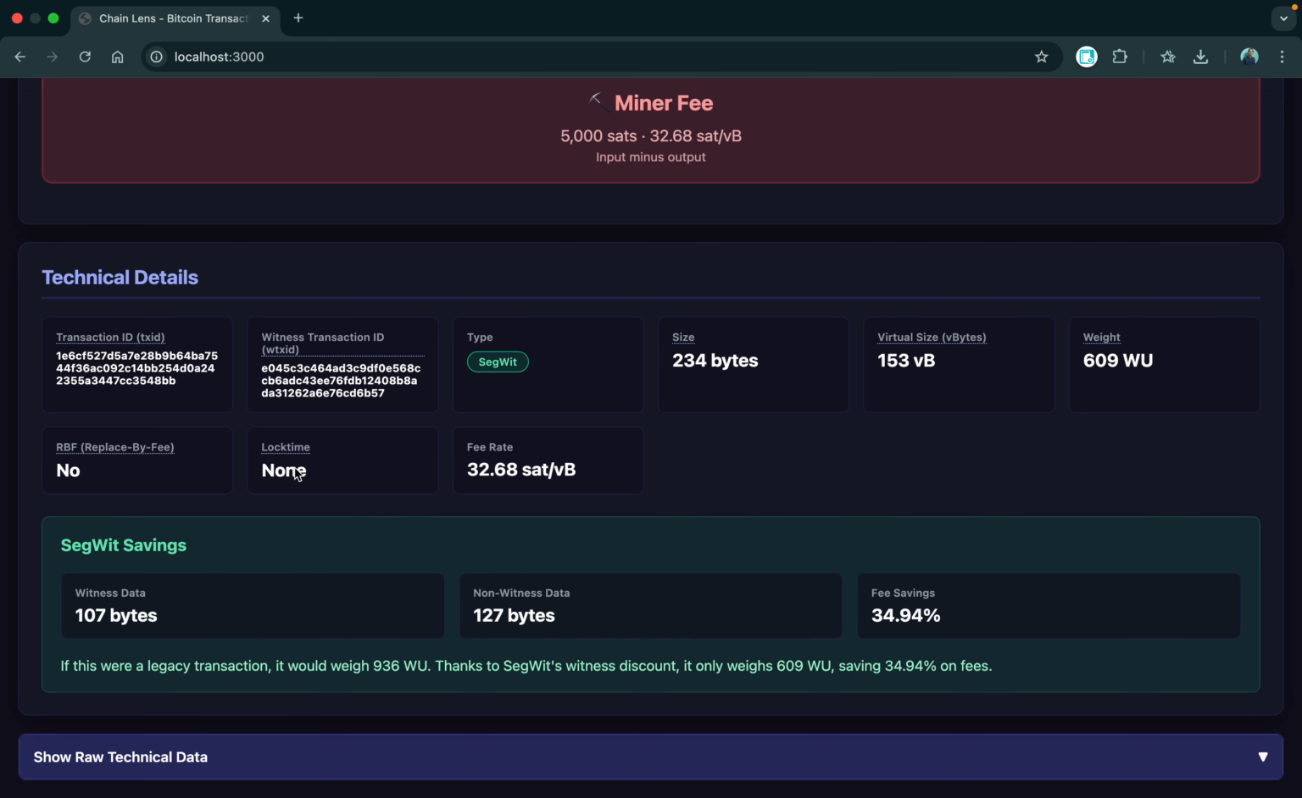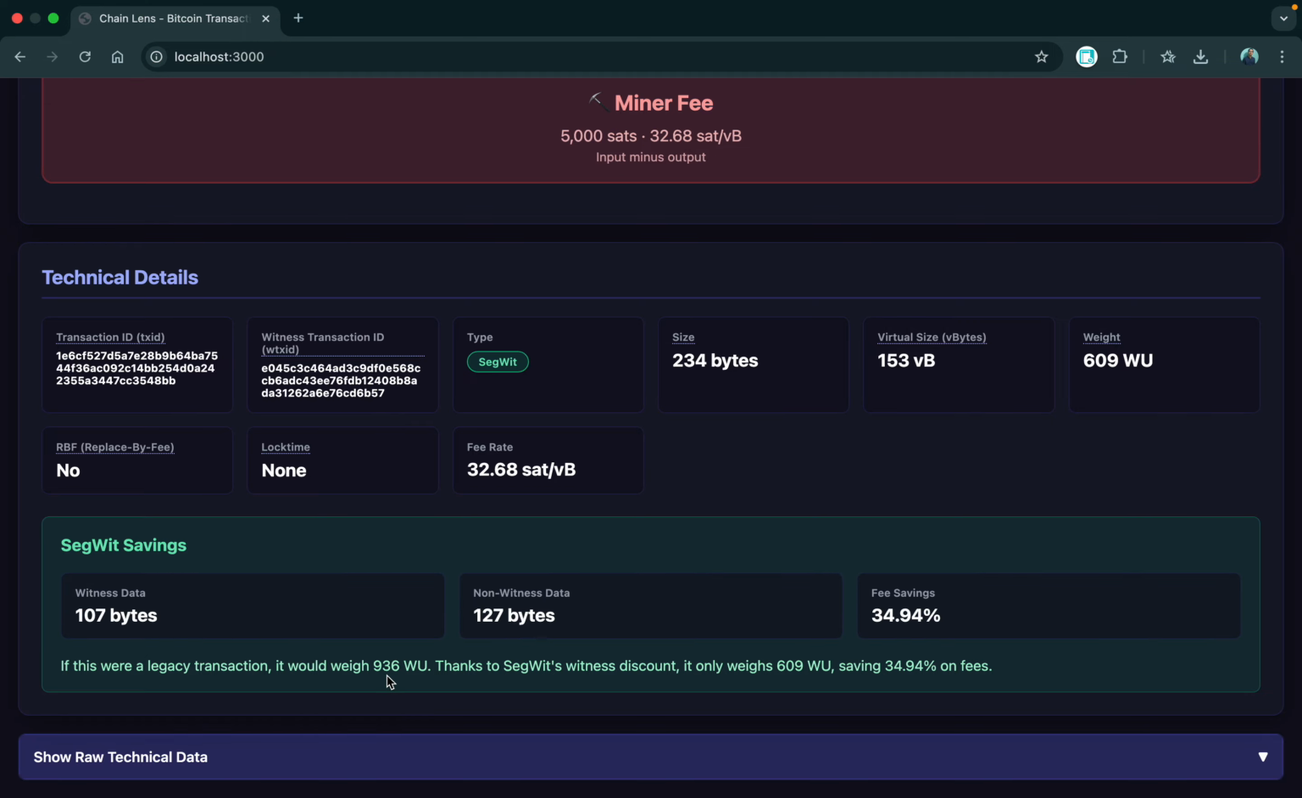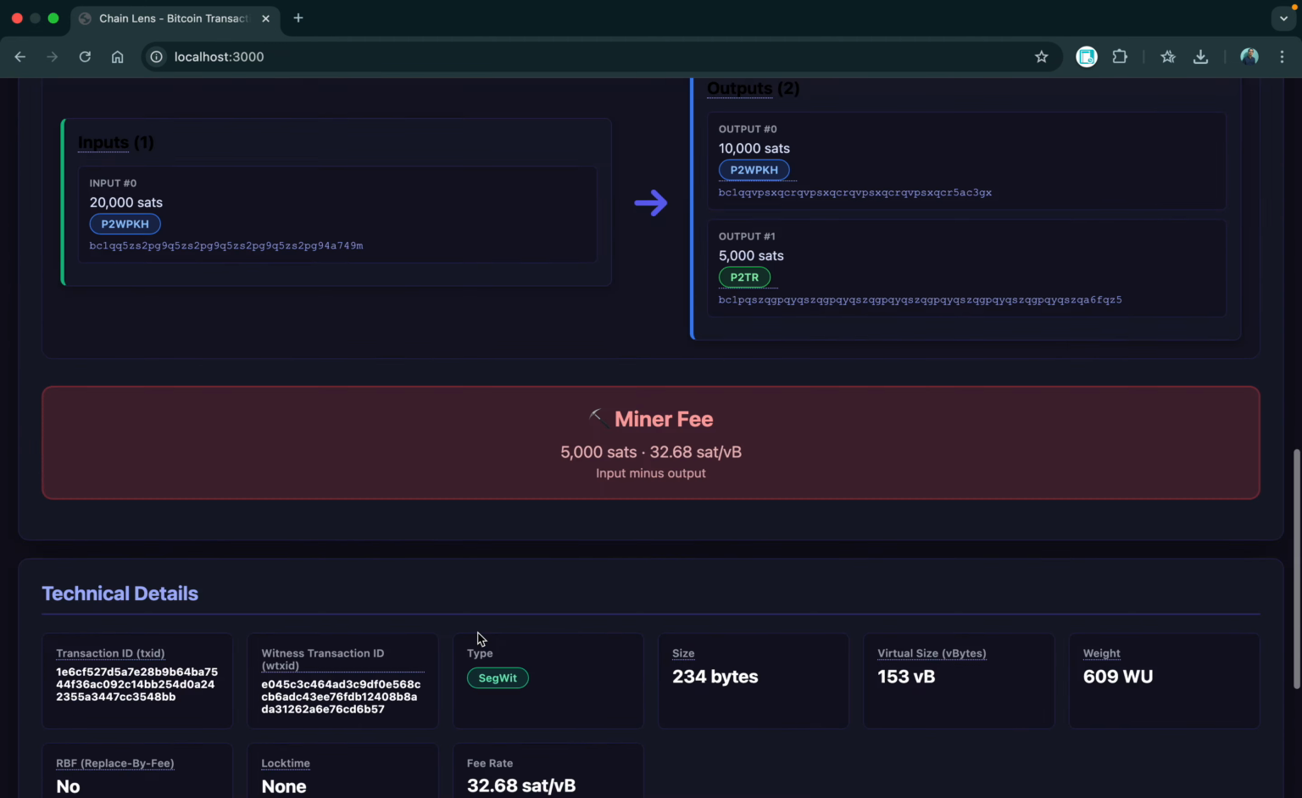Now, our SegWit transaction discount view shows the actual transaction weight compared to what it could have been. So you can visually see the fee savings here. Now, this is how Chainlinks helps us analyze transactions.